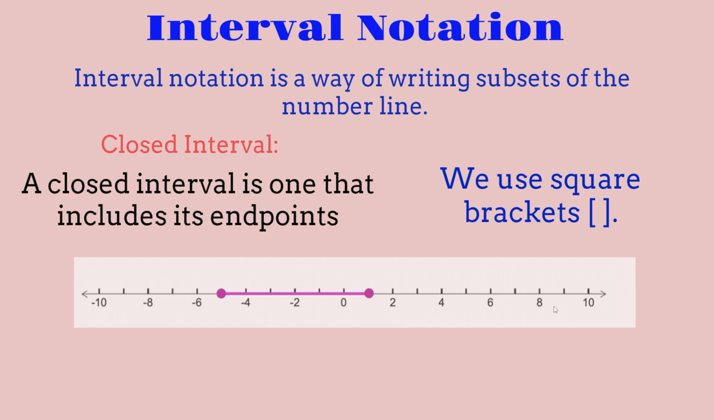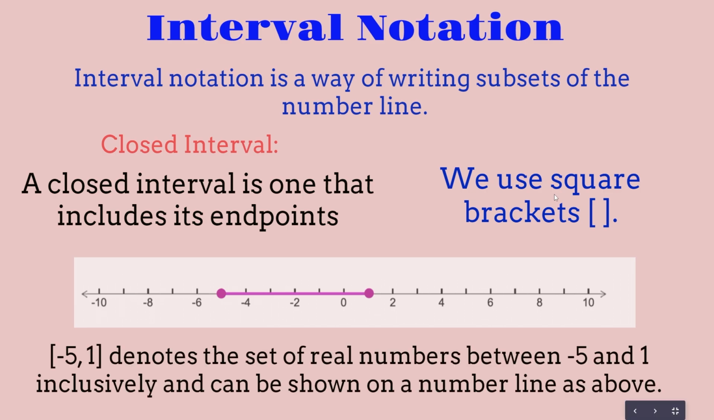If we have a number line here, we can see that on the left side it starts with -5, and it's a closed interval because this circle is closed up and filled. On the right side, it ends at 1, and this is also closed. Since this is a closed interval, we use square brackets. So in this case, it would look like this: square bracket, -5, comma, 1.